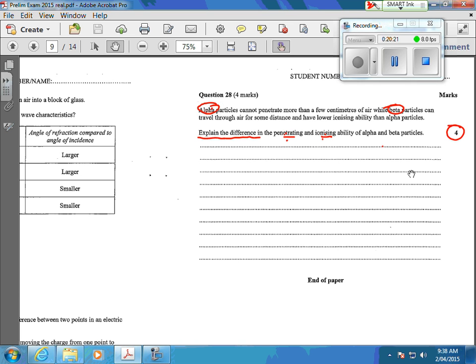What is ionising ability, just quickly? The ability to knock electrons off an atom. So, I didn't know. Like, did you want us to say what they actually were, or just?